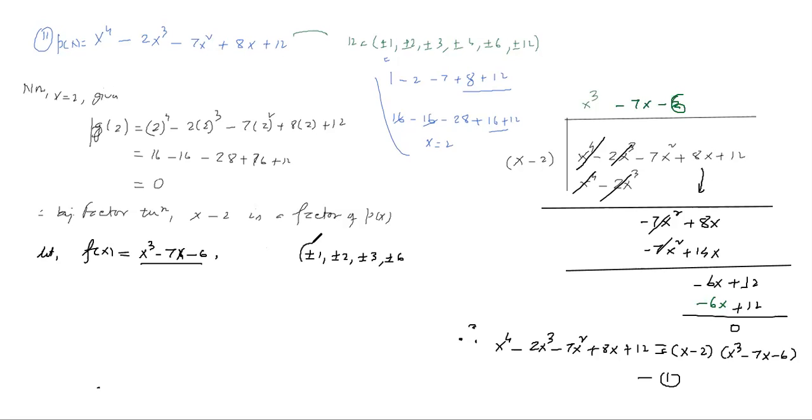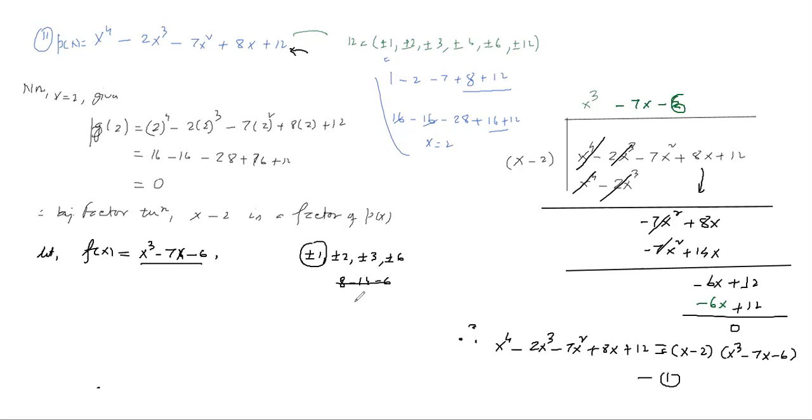1 we should not test. Why? Because we have already tested this one for this bigger one. 1 was not satisfying, which means it will not satisfy this also. Now 2 you can test if you want, maybe a repeated factor exists. So first check, will 2 give a 0? We'll do it in rough. If I put 2, x cube means 8, and 2 means 14. No, it is not going to give me 0.